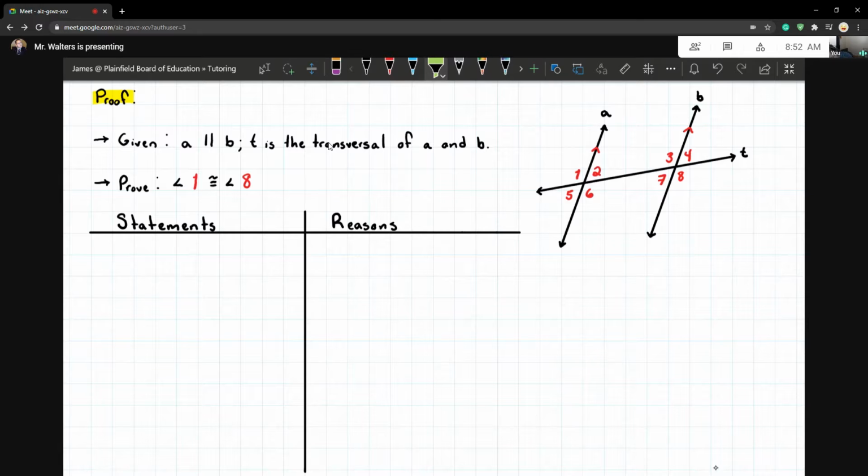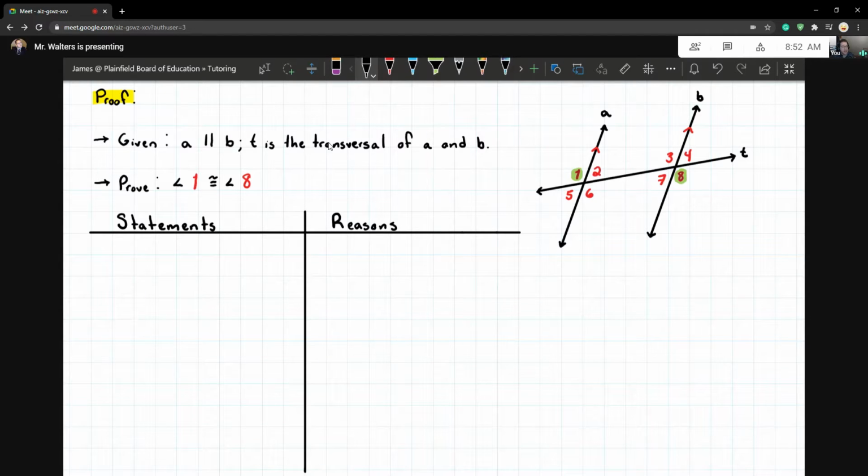So let me highlight those to make those kind of stand out. So I want angle 1, so this guy right here, and angle 8, this guy over here, to be congruent. So at the end of the day, as long as I can prove that those two angles are congruent, I've successfully done my job. So given information, same given information as last time, A and B are parallel.